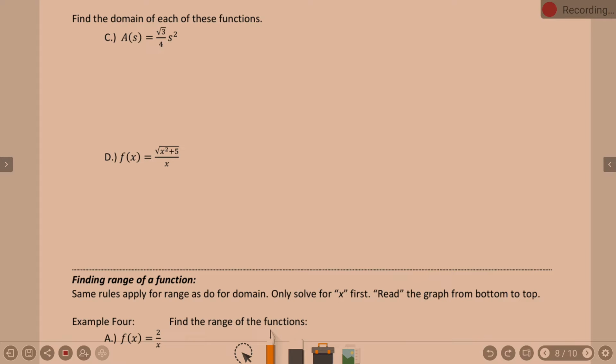So if the square root has a variable, you set it greater than or equal to 0. Okay? 4 can't equal 0, but it literally can't, right? Again, we run into the same situation. If there's a variable in the denominator, it cannot equal 0. So this fraction and this square root is just part of the problem. You need to focus on the variables. Okay? So we need to focus on s squared.